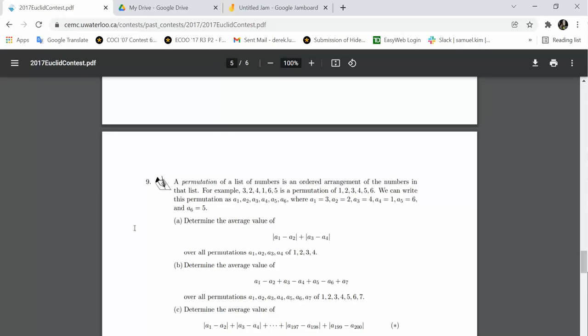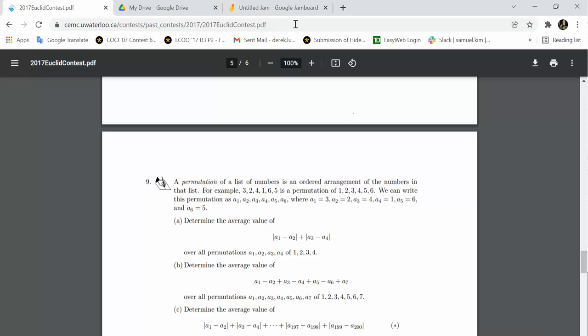We're looking for the 9. 9 is a very hard one, so it's hard to think. The permutation basically tests how your permutation works. You want to know the average of, so first it gives you 1, 2, 3, 4, and then the average of this one. So for A, we should get this point.